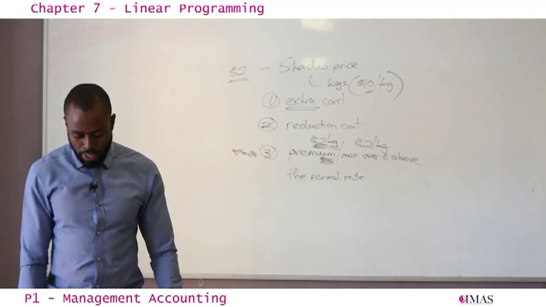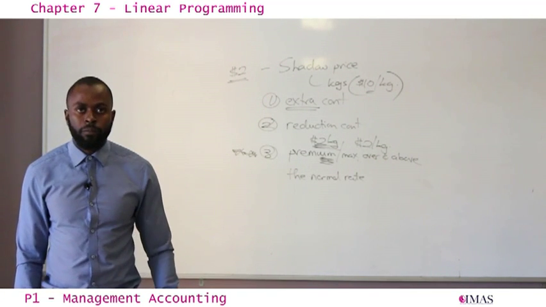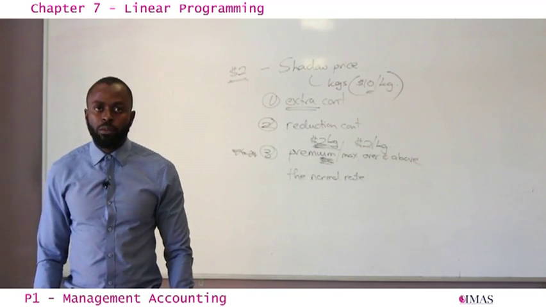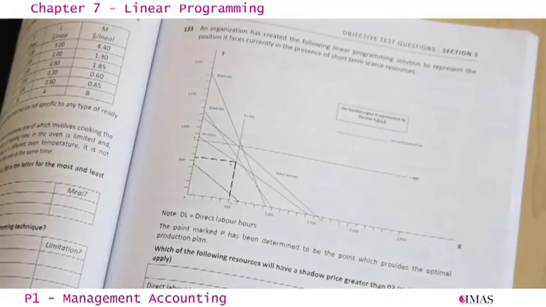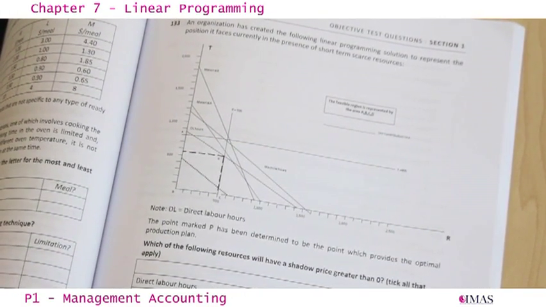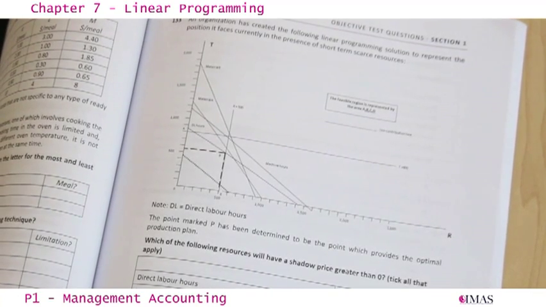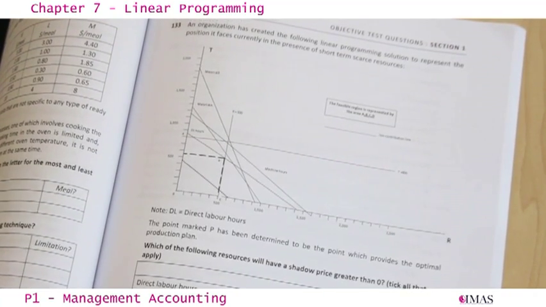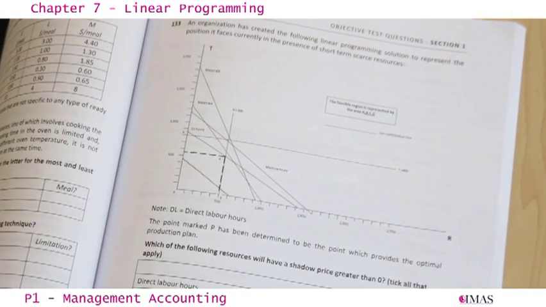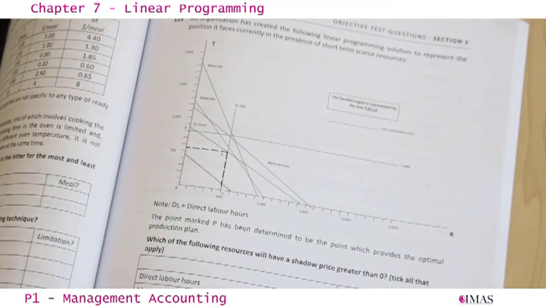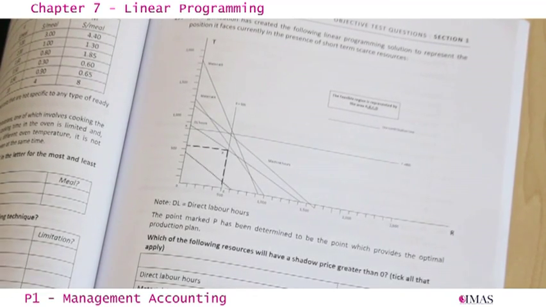So we're going to look at maybe one more question on linear programming, then we close off the topic. We're going to look at question 133. It says, which of the following resources will have a shadow price greater than 0? Remember we said we can only have a shadow price at the optimum point. At our optimum point, we're only going to have 2 lines meeting. Those 2 lines are the ones that are going to have shadow prices if they're resource constraints.